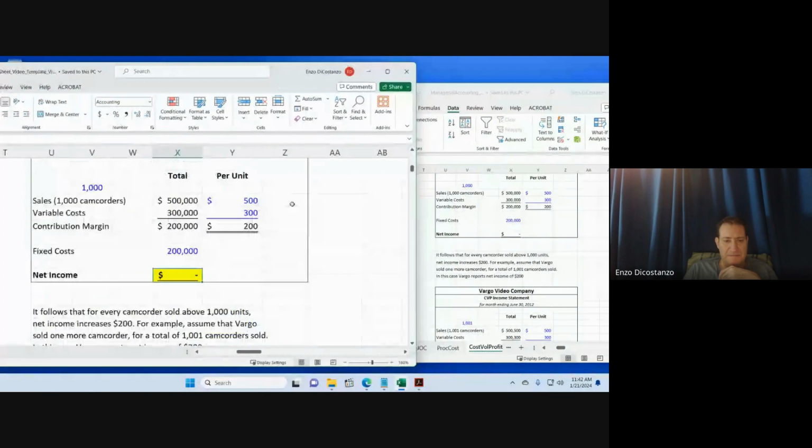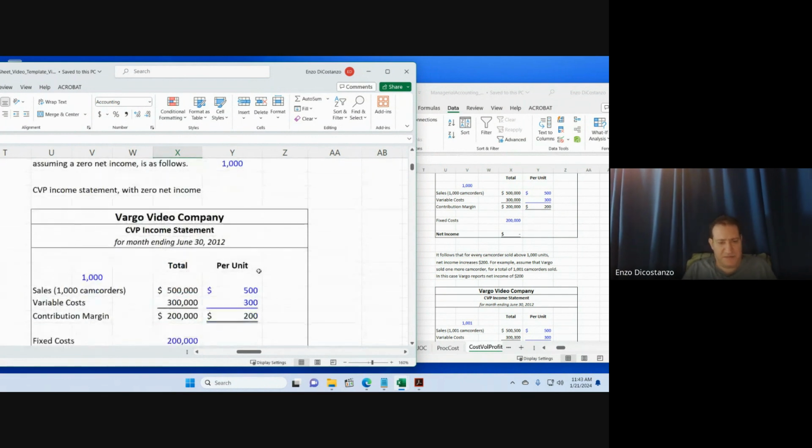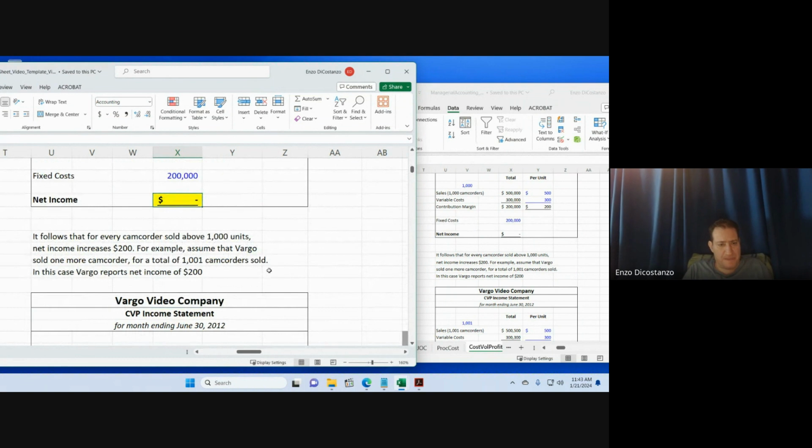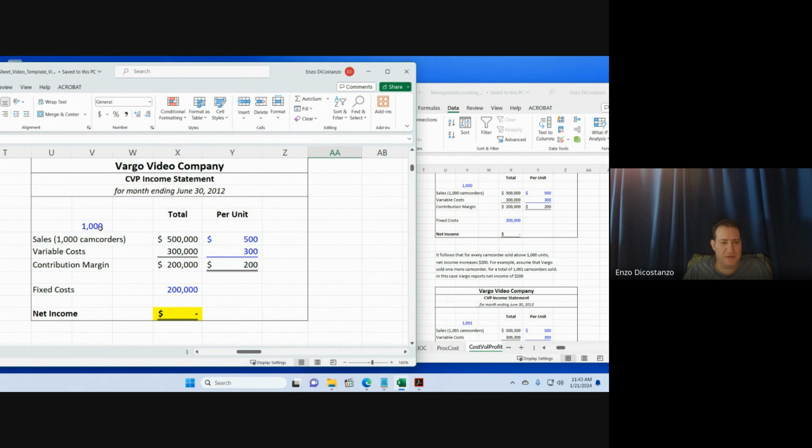Okay, I put everything in here, the titles and the math and all that stuff. So this is as follows: every camcorder sold above 1,000, net income increases 200. Now another example here.